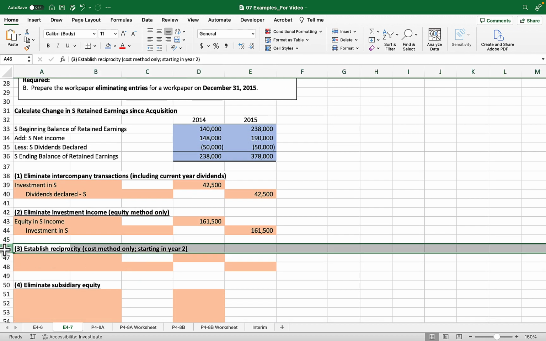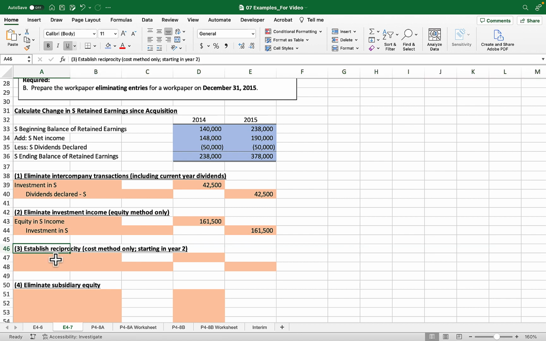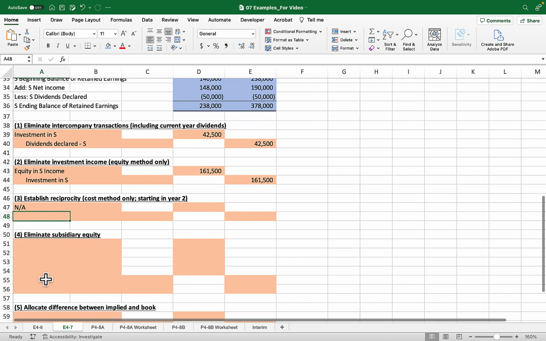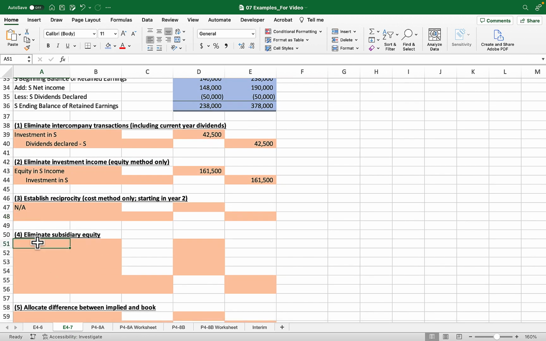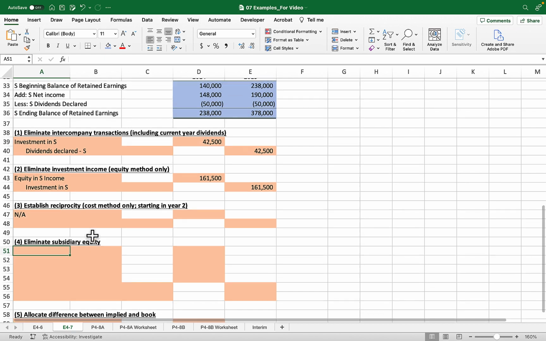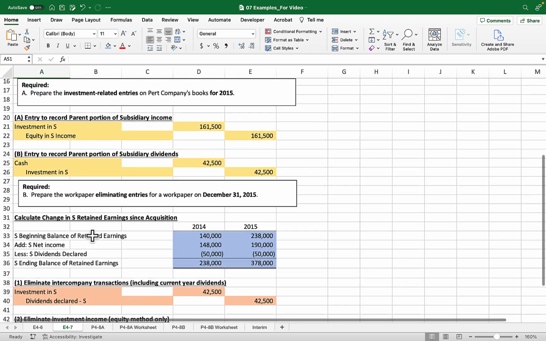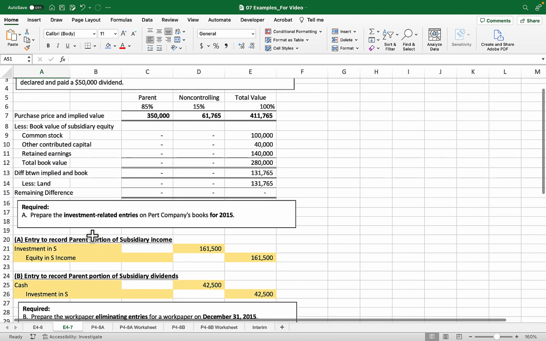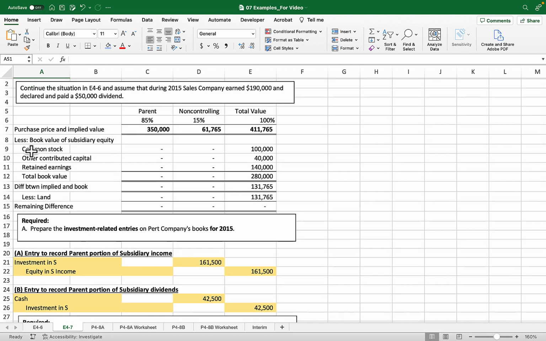Then for number 3, we need to establish reciprocity. This is for the cost method only, and we are not doing the cost method, so we can skip this one. And then we get down to eliminating our subsidiary equity. And so here, again, our accounts are going to stay the same, but our numbers might change. So we're going to start by filling out the account names, and then we'll come back and fill in the amounts.